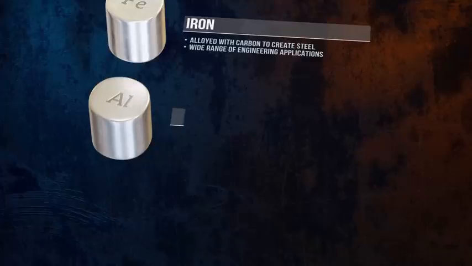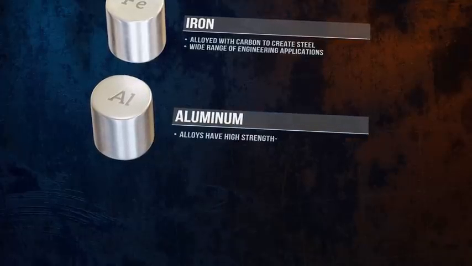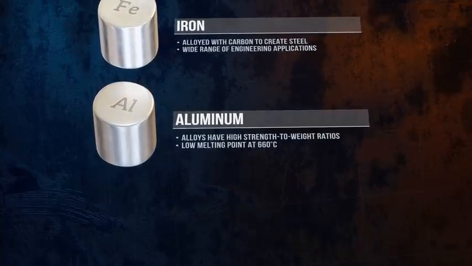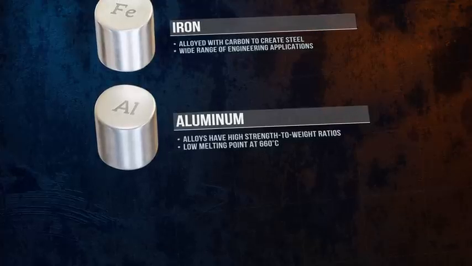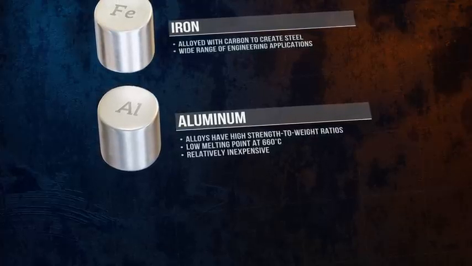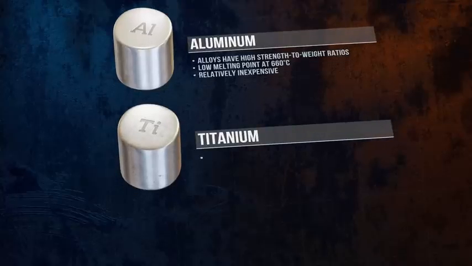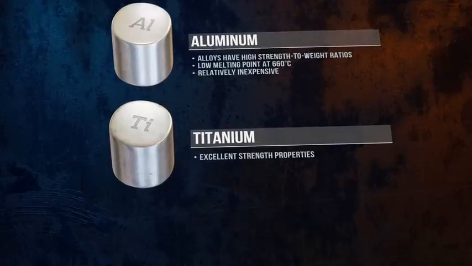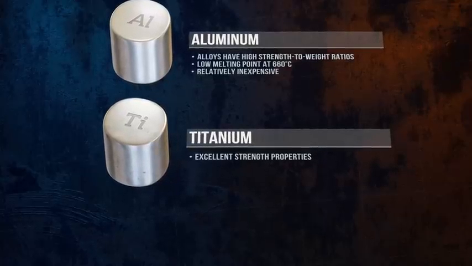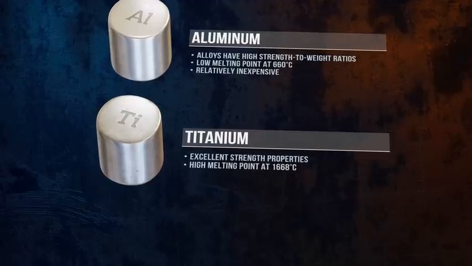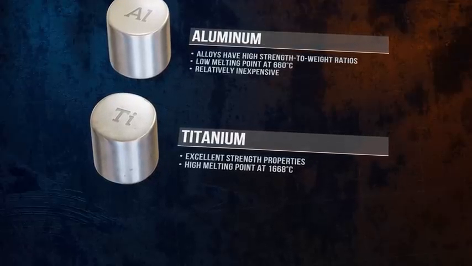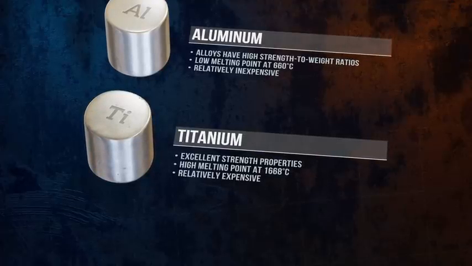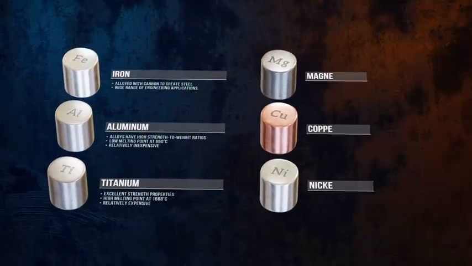Aluminum is commonly used because its alloys have high strength-to-weight ratios. It has a relatively low melting temperature, which makes it easier to process and use for casting, and it's relatively inexpensive. Like aluminum, titanium has excellent strength-to-weight properties, although it is even stronger, making it a popular choice for aerospace applications. Its high melting point makes it suitable for applications at high temperatures, but makes processing more difficult. It's also much more expensive than aluminum. Other important metals include magnesium, copper, and nickel.